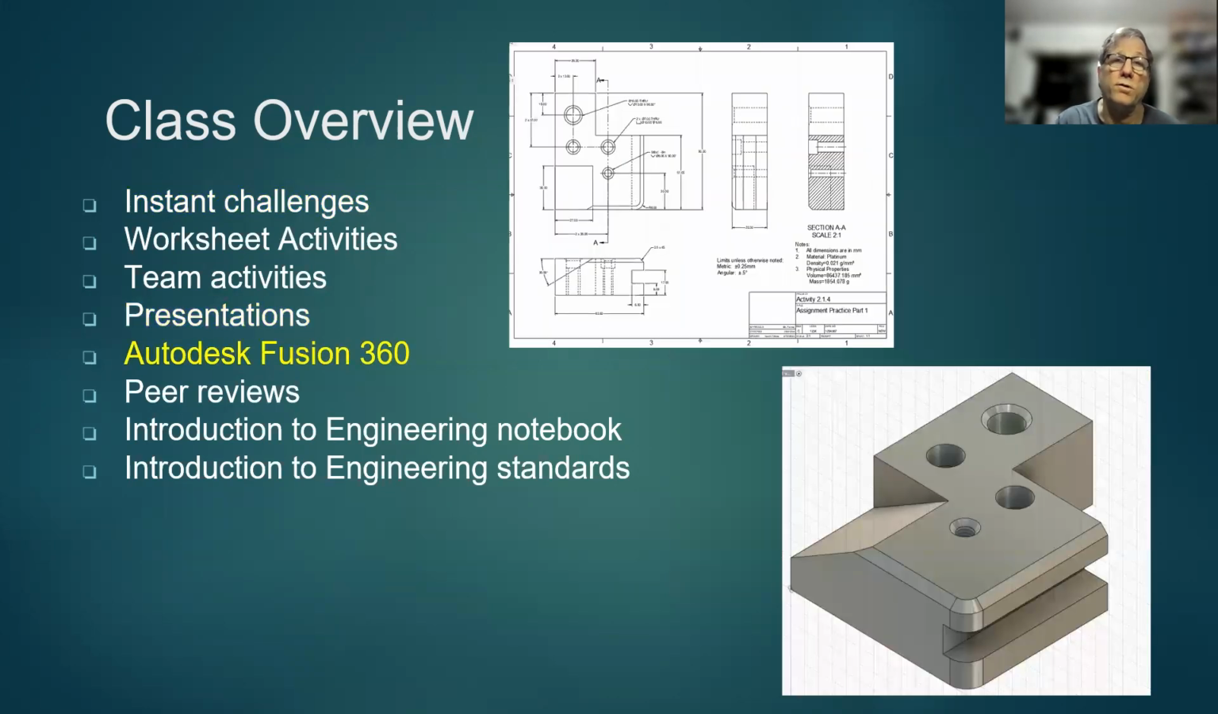There's Autodesk 360. This is the 3D modeling platform that we use. In this case, you're given a design, and then you create a 3D model, which is in the lower-hand corner. And then from that design, you extract a fully dimensioned drawing, which is in the upper corner of this slide, and you dimension it per all the engineering standards.